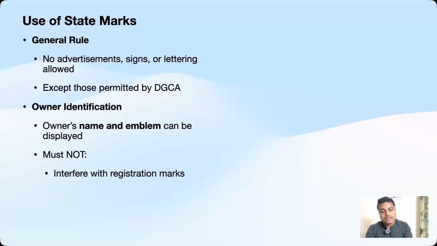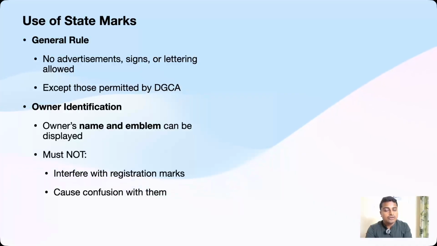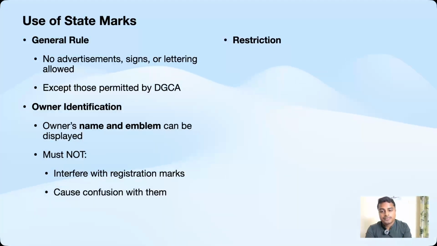Next, a very important restriction: a civil aircraft cannot use markings that are meant for state or military aircraft. This is very crucial for security and identification. And finally, what about national flags? Yes, aircraft can display national flags or colors, but they must be placed carefully so that they do not look like military aircraft markings. So aircraft markings are not for decoration, they are strictly controlled for safety, identification and security.